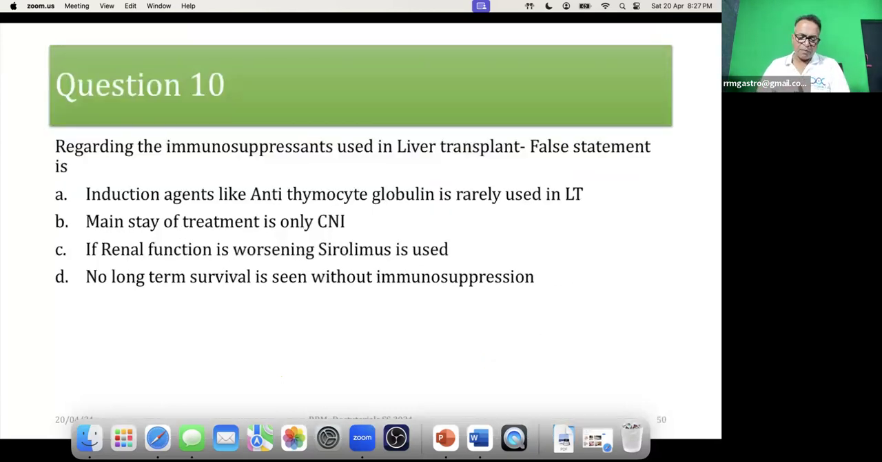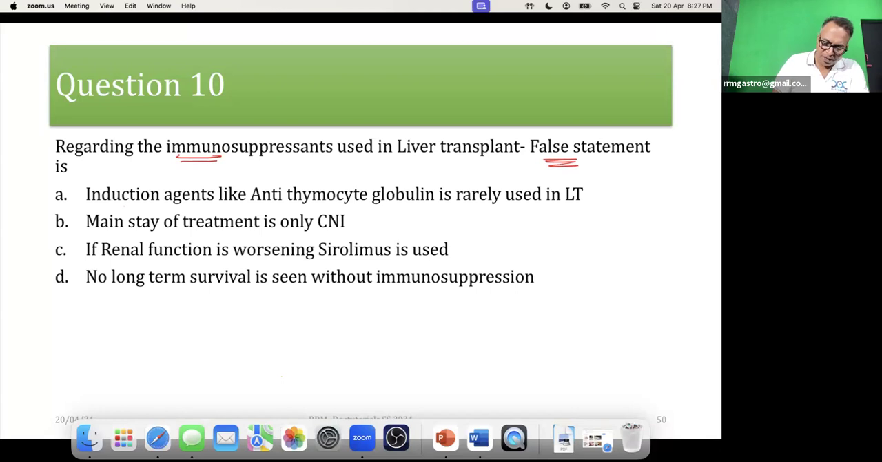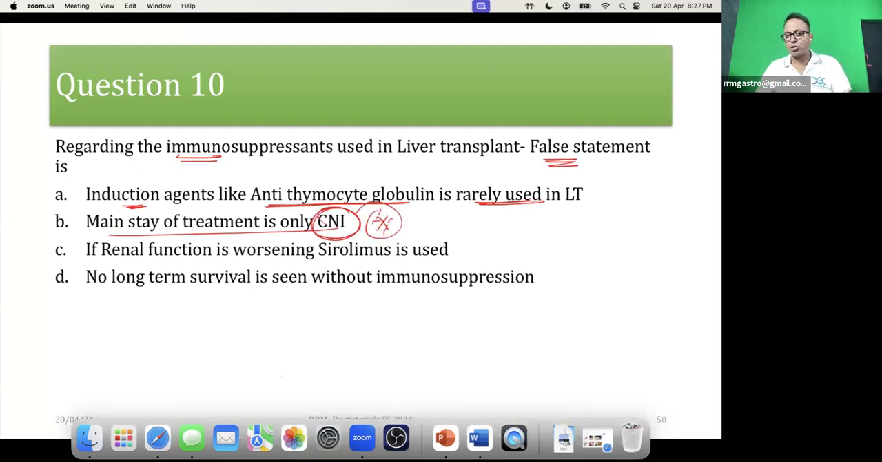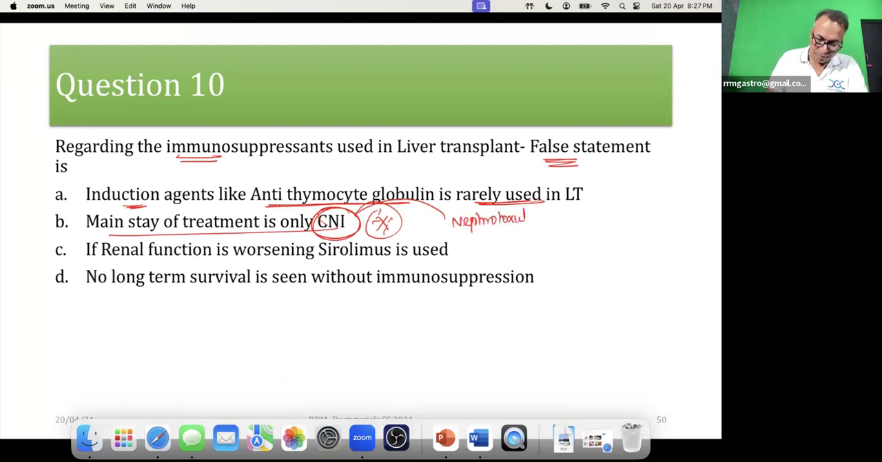Regarding immunosuppressants used in the liver, we will be using immunosuppressants anyhow. The false statement is that induction agents like anti-thymocyte globulin are now rarely used. Once upon a time, they were using anti-thymocyte globulin. It is now stopped, and we are now using calcineurin inhibitors mostly. In a liver transplant, the most important post-transplant drug is calcineurin inhibitors. But as all of you know very well, they cause nephrotoxicity.